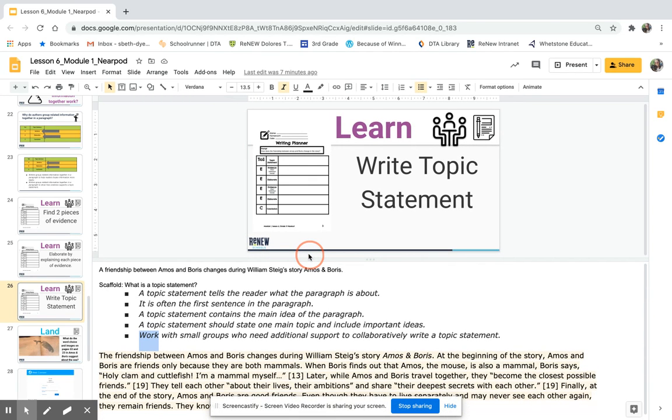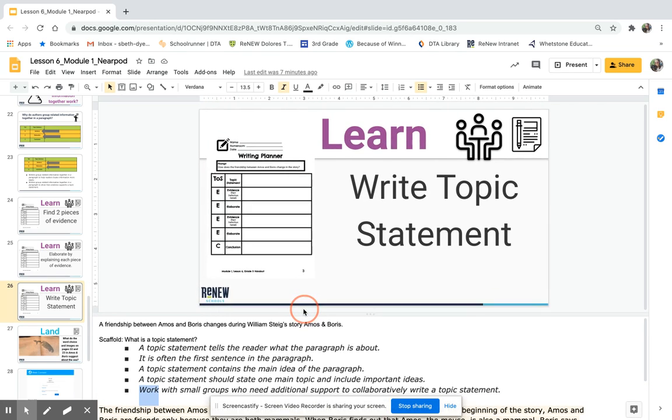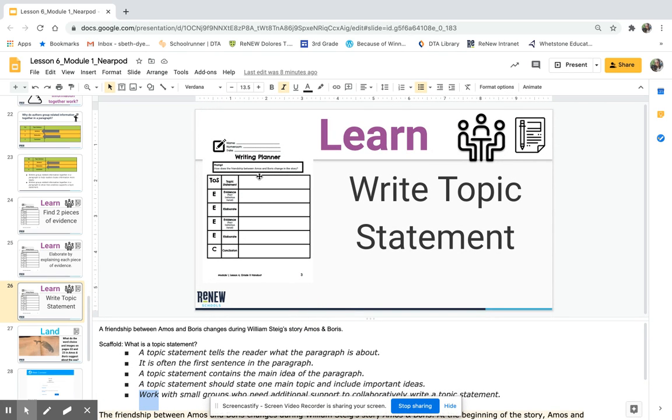Okay, so an example for a topic statement for this prompt, how does the friendship between Amos and Boris change in the story? I could write, the friendship between Amos and Boris changes during William Steig's story, Amos and Boris. My evidence should be supporting how it's changing. How is it changing?